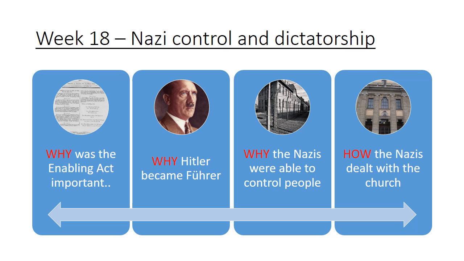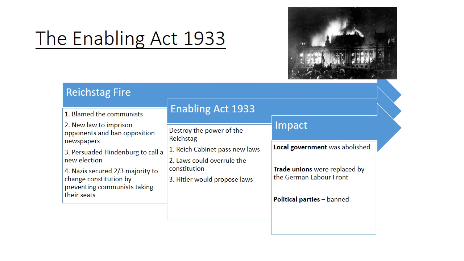So the first one is about the Enabling Act. And a little reminder, what that was all about was it started with the infamous burning down of the Reichstag. So you can see in that photo there. You can imagine if the British Parliament got burnt down, the impact that would have.